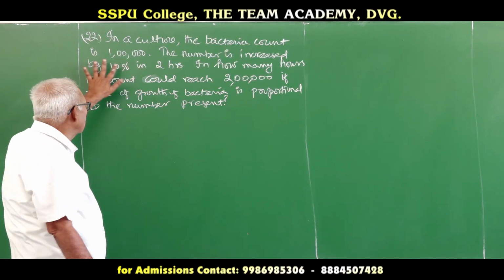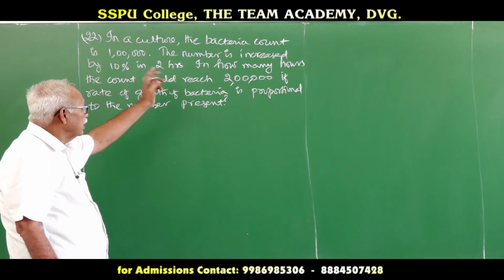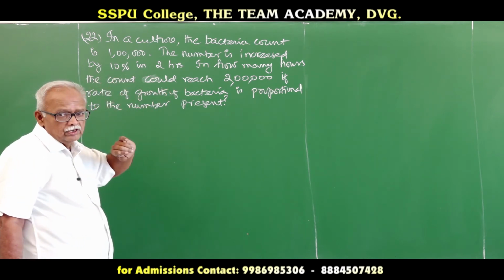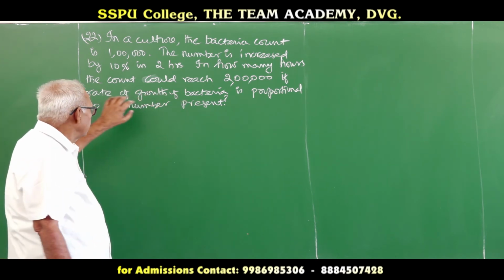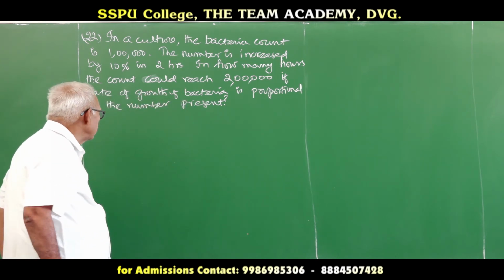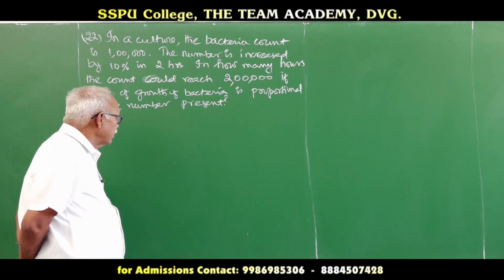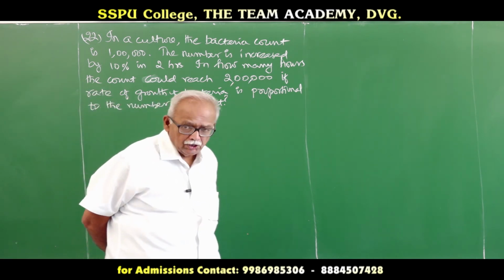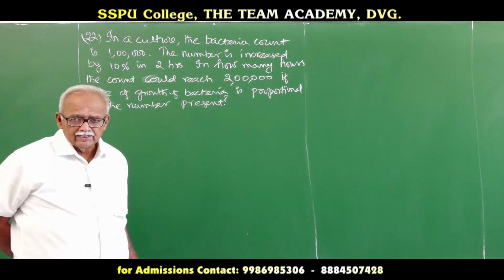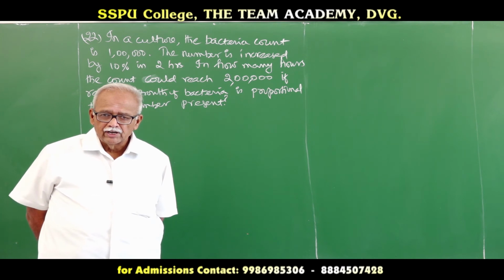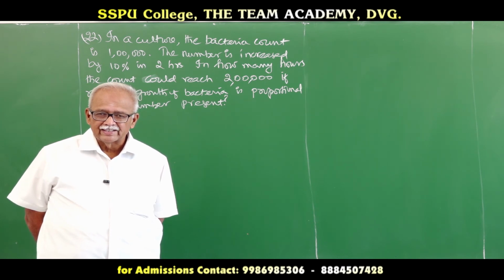The bacteria count is 1 lakh. The number is increased 10% in 2 hours. In how many hours could the count reach 2 lakh if the rate of growth of bacteria is proportional to the number present? So what is the differential equation now? See, we are facing coronavirus. So like that here they have given bacteria. When coronavirus will become 0, that is also calculated by mathematicians in universities, using higher level mathematics.